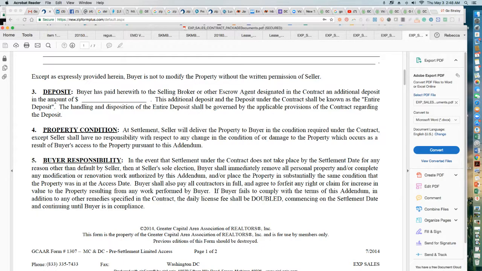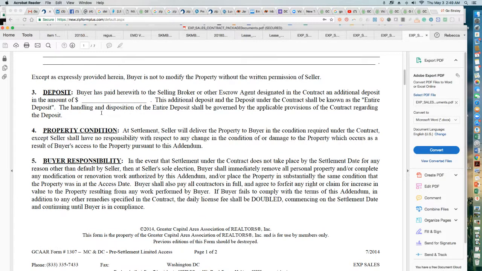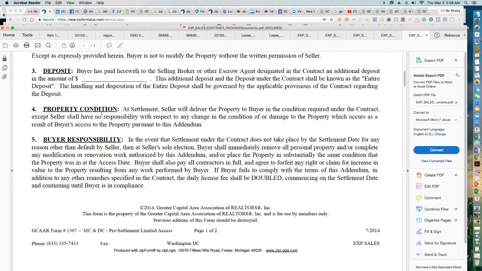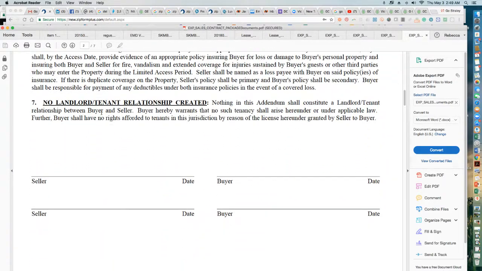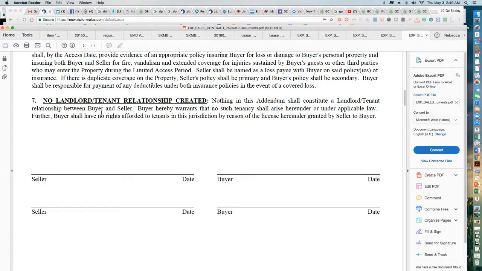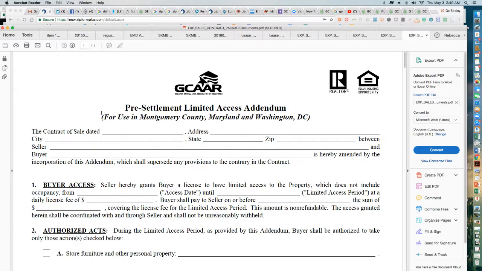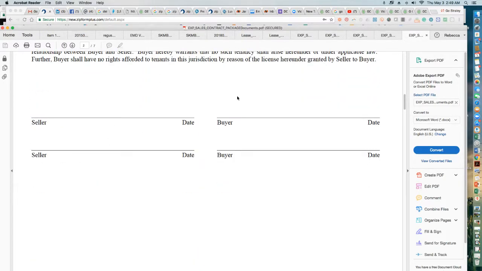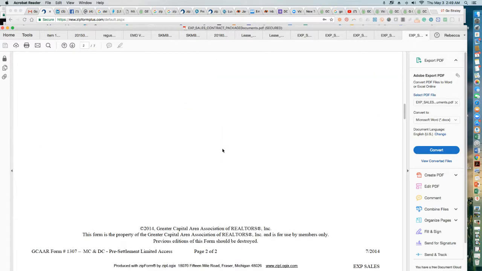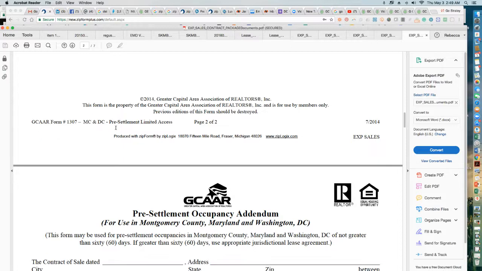So is there going to be a deposit? If there's no deposit, then put NA, not applicable, or 0 with a line through it, so everybody is quite clear. And then it goes through the risk of loss and that there's no tenant relationship occurring here. It is called a pre-settlement limited access addendum. Make sure the sellers and the buyers sign and date. That would be GCAAR Form 1307.